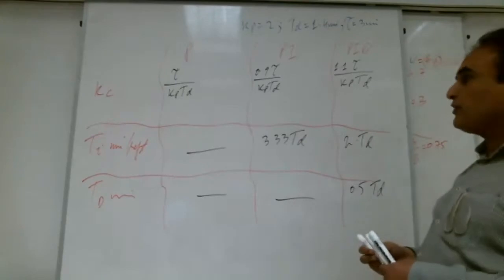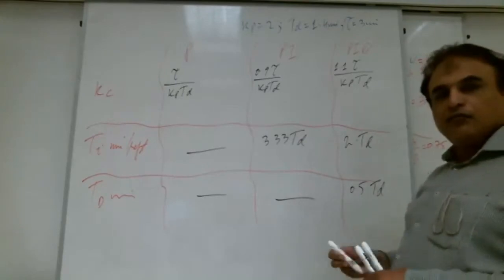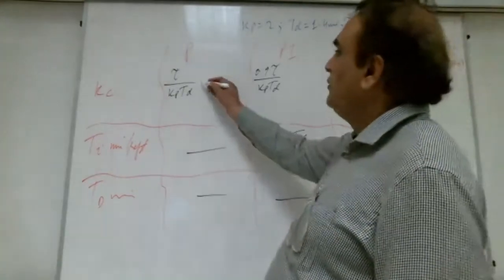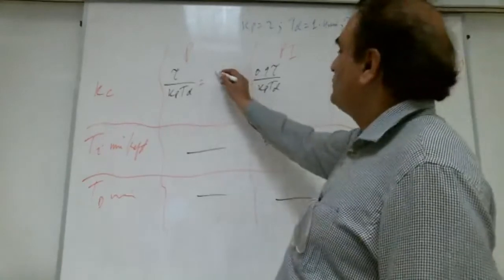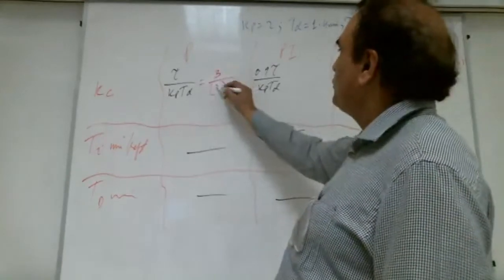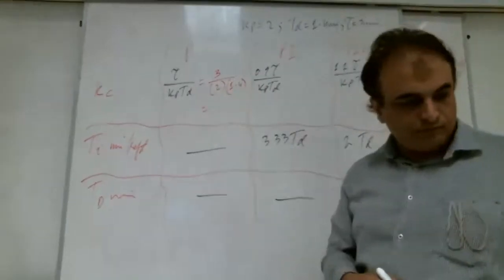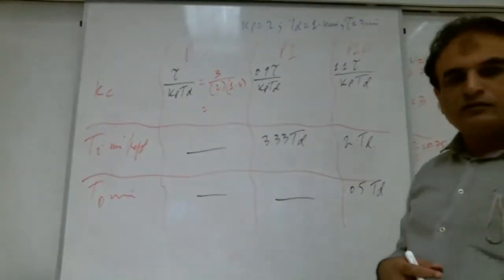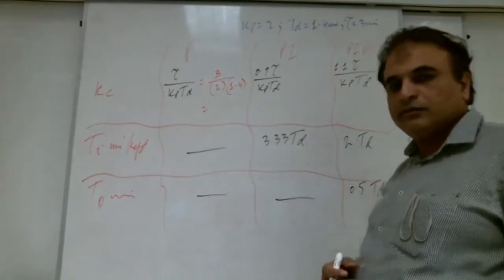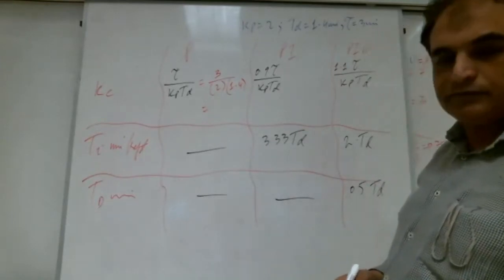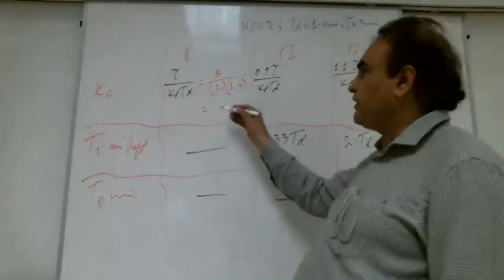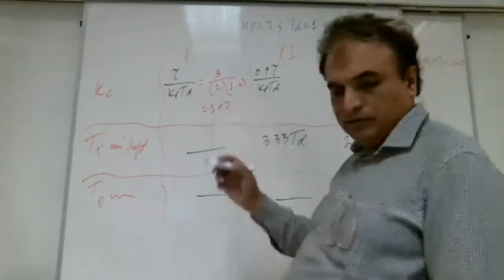So what are we going to do? Same way, we are going to put the values in the table. Tau is 3, KP is 2, TD is 1.4. How much, Shabab? 1.07. Very good. Right, Shabab?